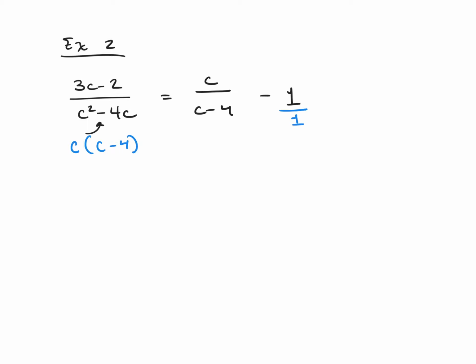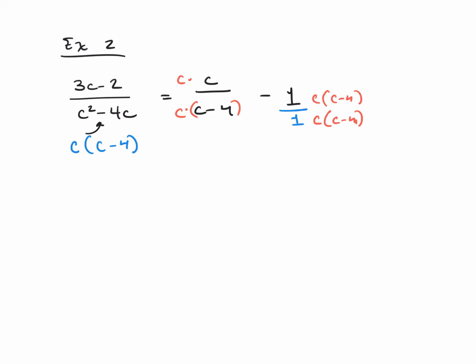So here we go. This second group has a c minus 4, so it needs a c. So I'm going to give a c to the top as well. And over to the right, this needs a c, and it needs a c minus 4. So multiply top and bottom by c times c minus 4.